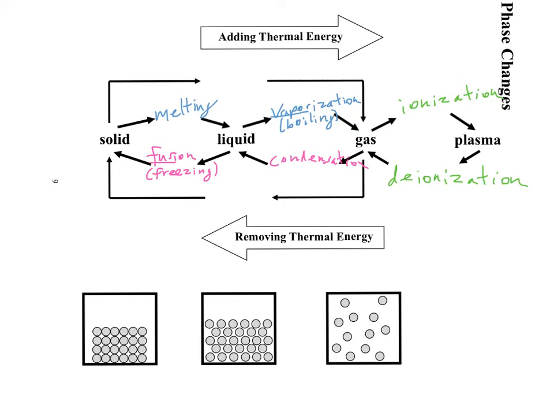Now sometimes we skip a step. Sometimes we go from a solid to a gas. We see this a lot with dry ice. So going from a solid to a gas is called sublimation.